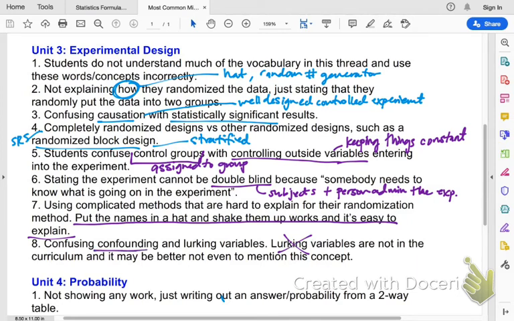But confounding, just remember that means that you can't differentiate between that variable and the treatment. So at the end of the experiment, I can't decide or I can't differentiate between if the reason why the people in the really low temperature room did well on the test was because of their low temperature or because they took it in the morning versus the afternoon. So I needed to keep the time that they took the test constant or something like that.